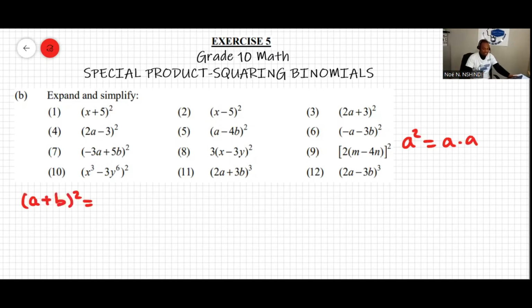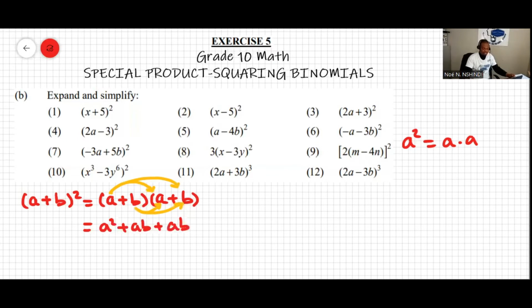This is the same as saying a plus b times a plus b. It's this kind of product. Then we can expand this product and simplify as we usually do. So now we can do a times a, then a times b, then b times a, and then b times b. Now a times a makes a squared, a times b makes ab, b times a is ba, but I prefer to write ab. Multiplication is commutative.